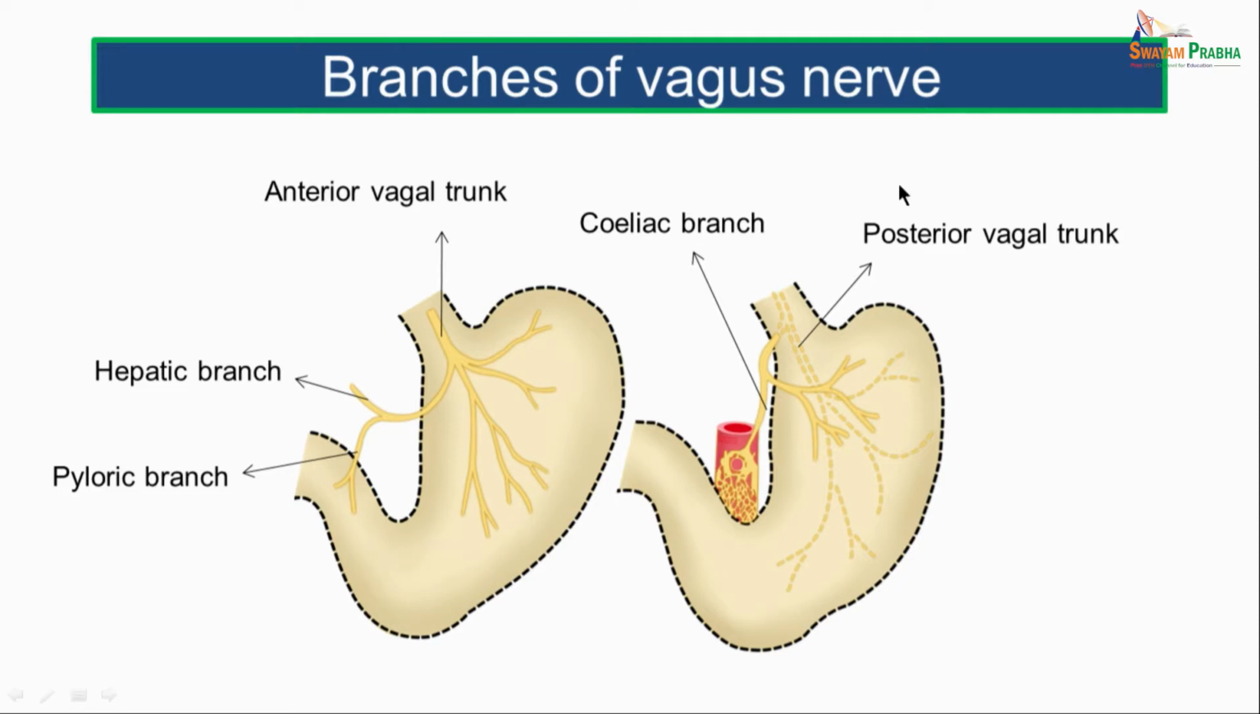The same is seen here in this diagram. The anterior vagal trunk ramifies on the anterosuperior surface and gives off a hepatic branch and a pyloric antral branch. The posterior vagal trunk ramifies on the postero-inferior surface and gives off a celiac branch which goes towards the celiac nerve plexus.